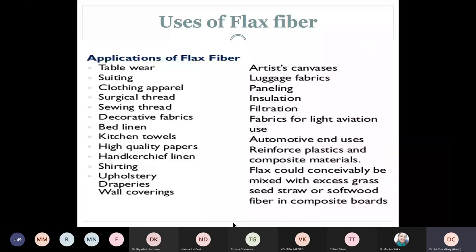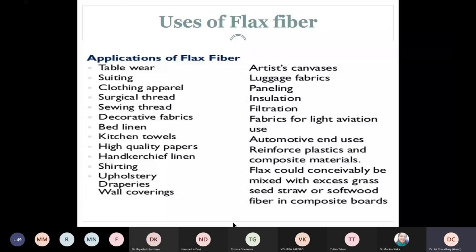So broadly in the area of composite materials, this fiber is also used, due to its better strength, better resistance to acid, resistance to light, and resistance to insects.